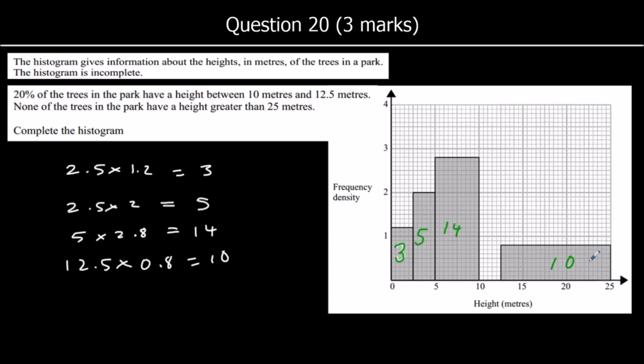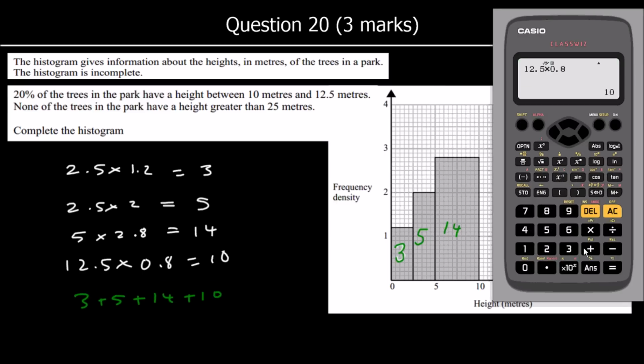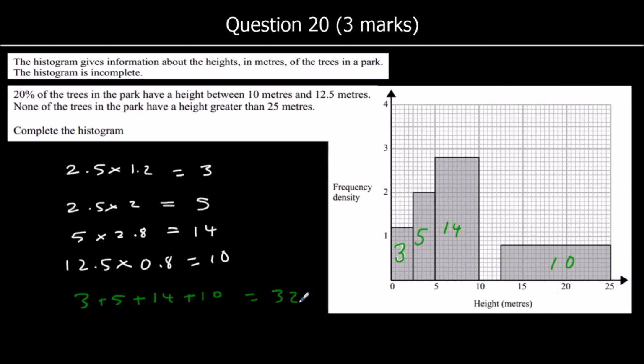So this must be 80%. So 20% of the trees are missing. So what we have here, 3, 5, 14 and 10. 3 plus 5 plus 14 plus 10 is 32. 32 trees. That's 80% of the trees.